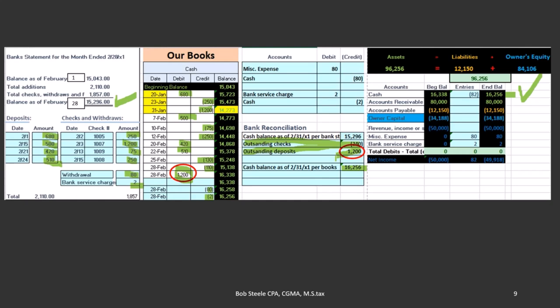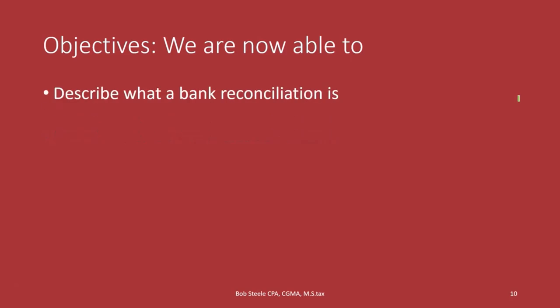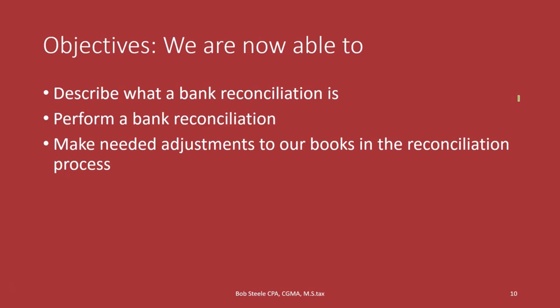So whether you're a large business or a small business, if you get the cash reconciled, that is a huge check in order to verify the books. So obviously we can see that this ties out here, it ties out to the general ledger, and it ties out to our ending balance on the trial balance. All right, so we are now able to describe what a bank reconciliation is, perform a bank reconciliation, make needed adjustments to our books in the reconciliation process, and record adjustments.